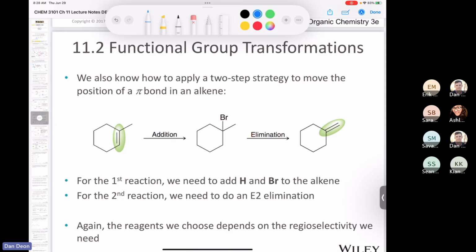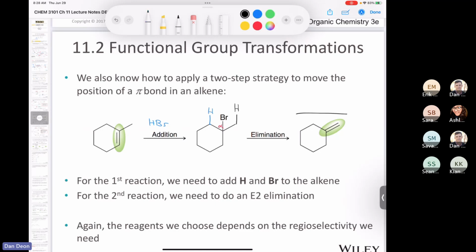Now, what about moving a pi bond around? Well, in order to do that, you've got to know your hindered bases from your unhindered bases and when to use them. Right, we know that we could do a Markovnikov addition of HBr across this alkene to make this tertiary alkyl bromide. But if this is our alpha carbon, then we have this beta carbon in blue, and then we have this beta carbon in black.